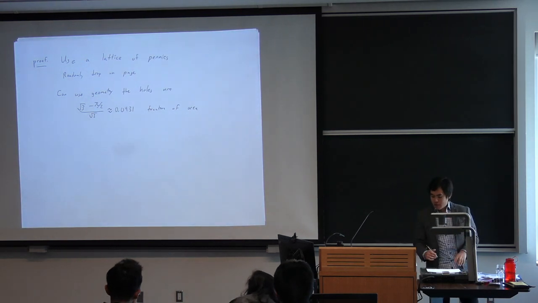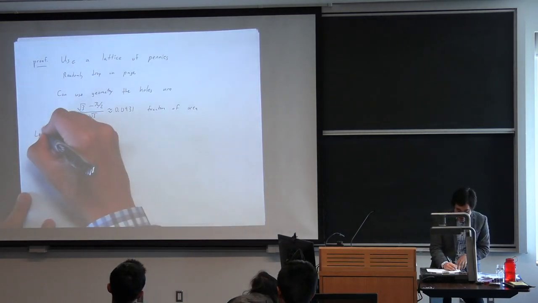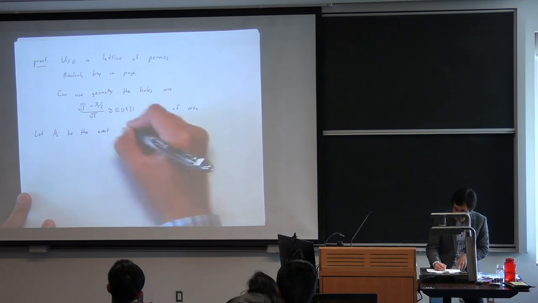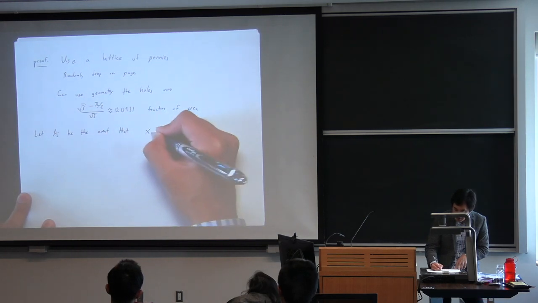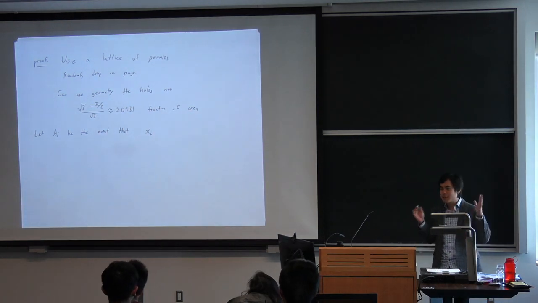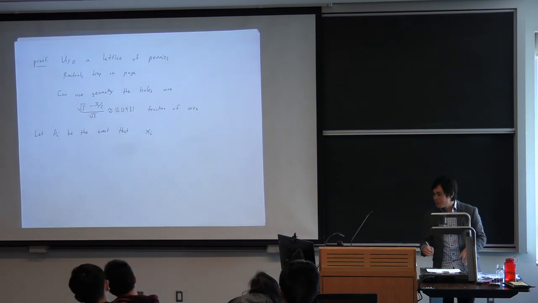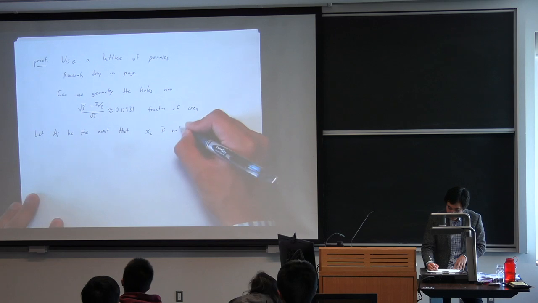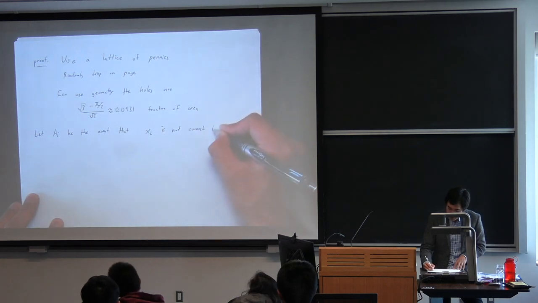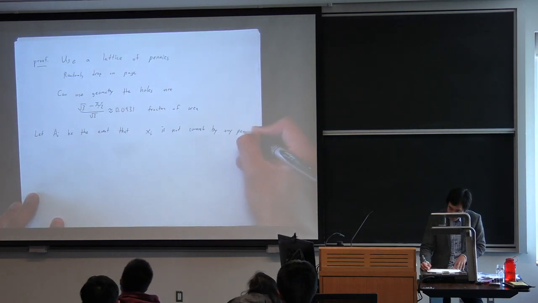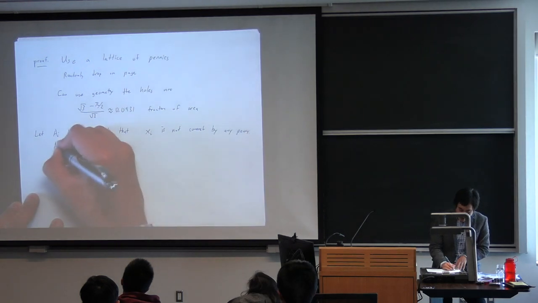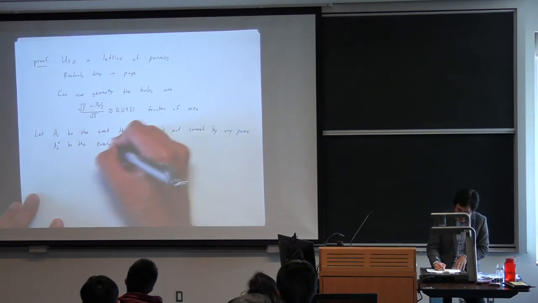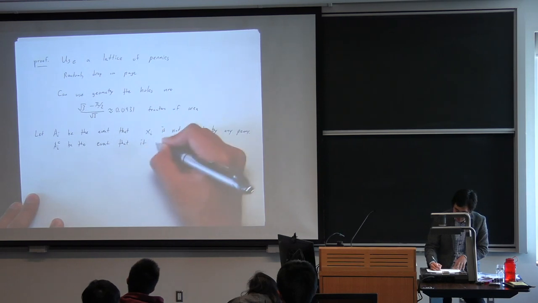Now what we do is we let A_i be the event that the ith dot is not covered by any penny. I'm going to call the ith dot x_i, so there are dots x_1 through x_10. I'm just giving them names. And I'm going to let A_i complement be the event that it is covered.